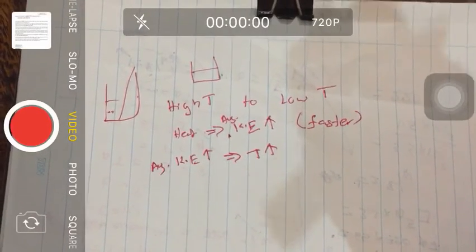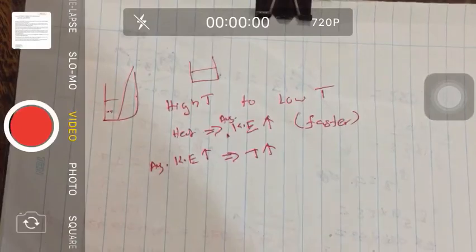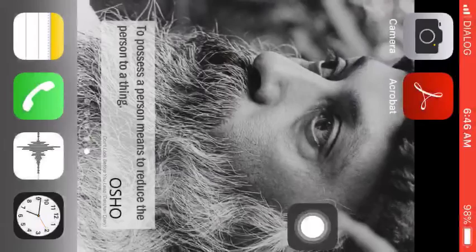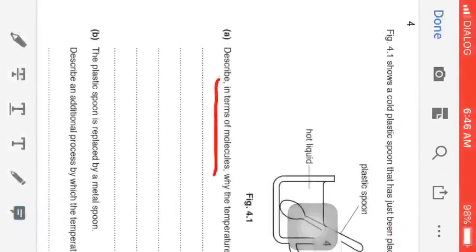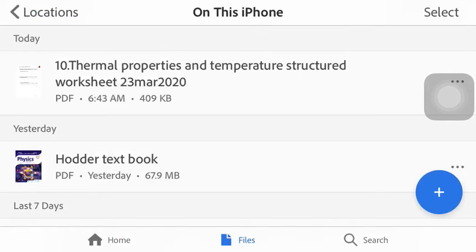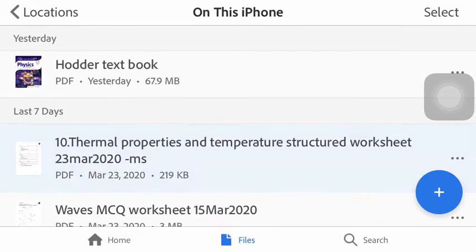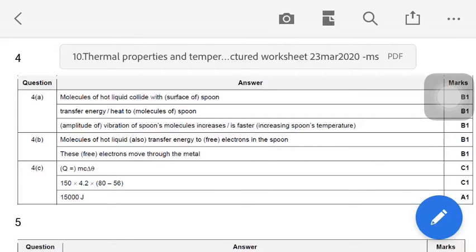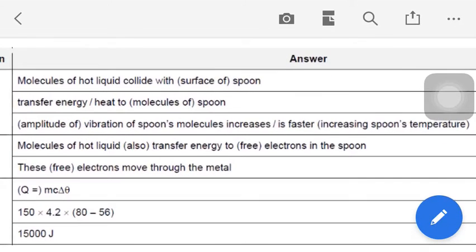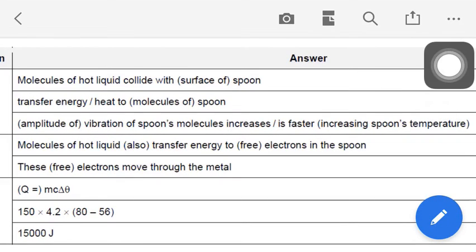But if I go to the Mark scheme, the Mark scheme also has 3 points. First point, molecules of hot liquid collide with surface of spoon.